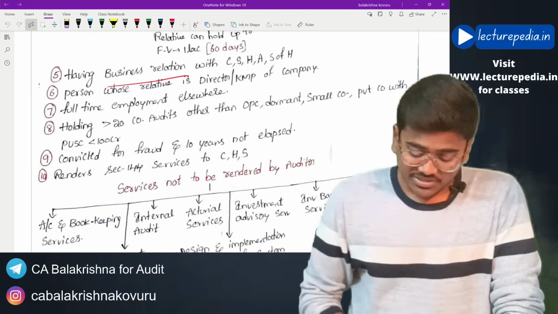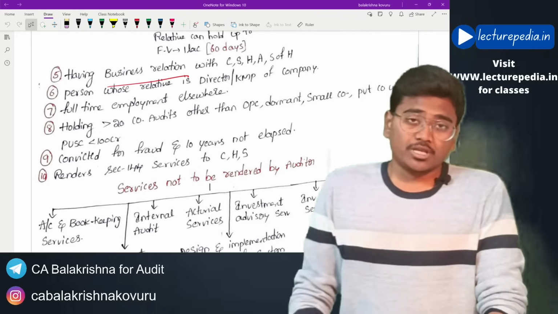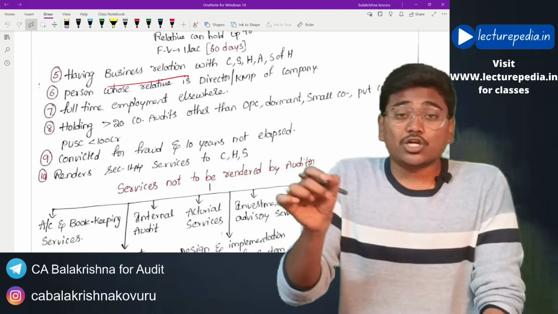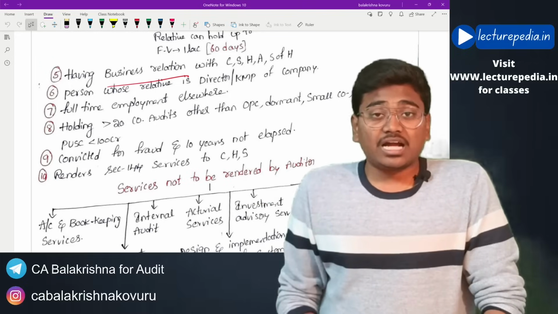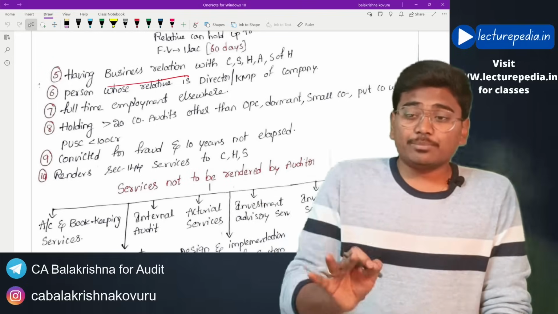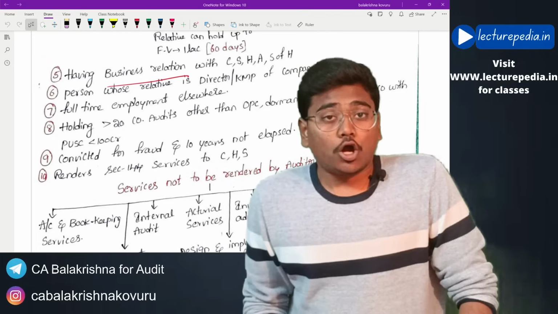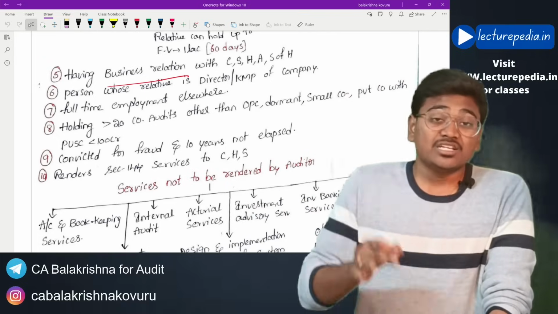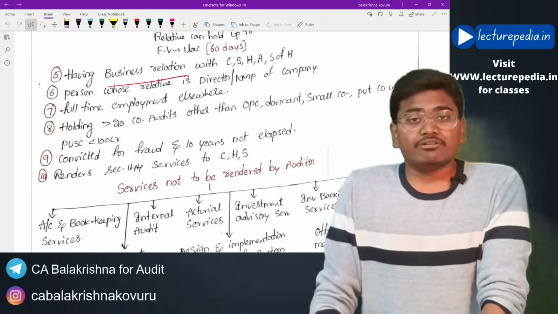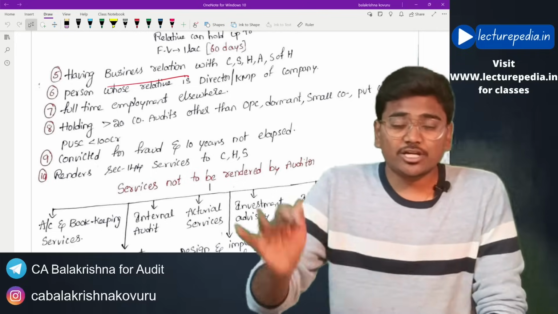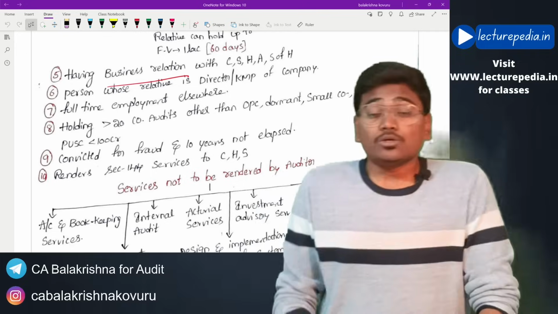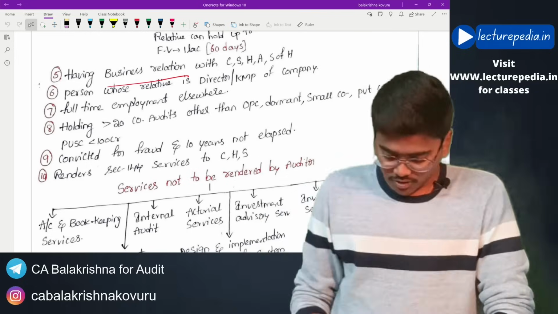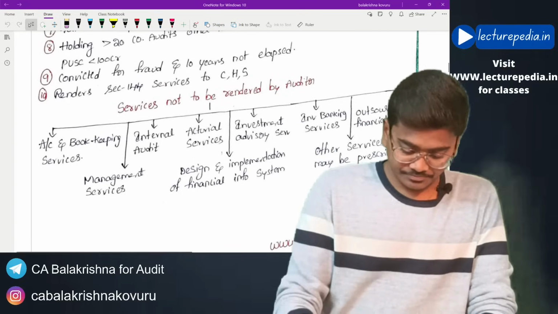Next, if the person is convicted of fraud by any court and 10 years has not elapsed from the date of such a conviction, even in that case, that person cannot be appointed as an auditor. And if a person renders any services specified under section number 144, even in that case, that person will be disqualified to be appointed as an auditor. Now, what are those prohibited services? Okay, what are those section 144 services? Let us see.